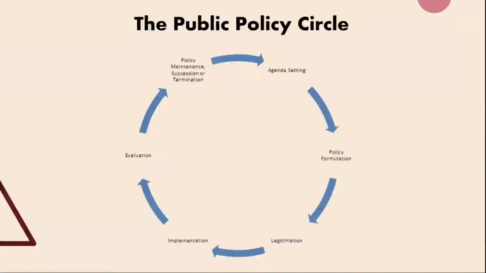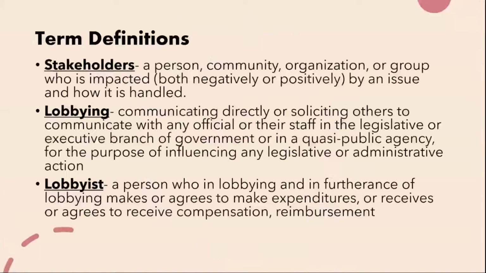So how is public policy created? Public policy is created through the steps in the public policy circle. It is important to mention that the public policy circle is the best way to understand how public policy is created. However, the process is rarely this simple and stages can overlap, which you will notice as we go through them. Typically the process begins at agenda setting, and then moves to policy formulation, legitimation, implementation, and evaluation. For our purposes today, policy maintenance and evaluation will be combined into one step.